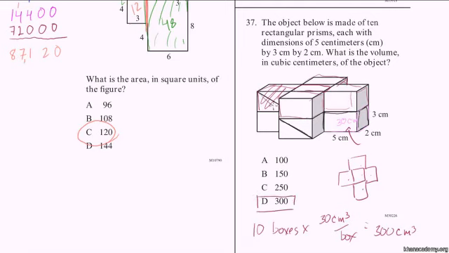I literally think they drew these little diagonals just to confuse you, to make you think that you have to do something with triangles. But no, you just have to count the number of boxes and figure out the volume of each of them. We had 10 boxes. Each of them has a volume of 30 cubic centimeters, so 300 cubic centimeters total.